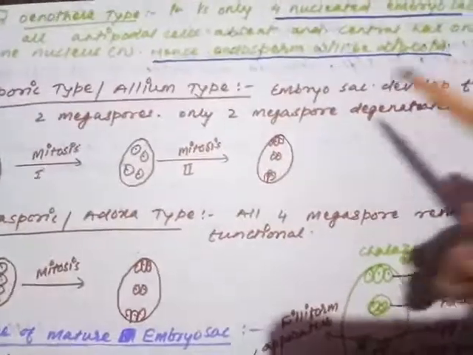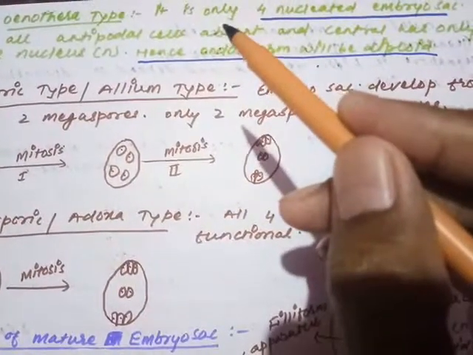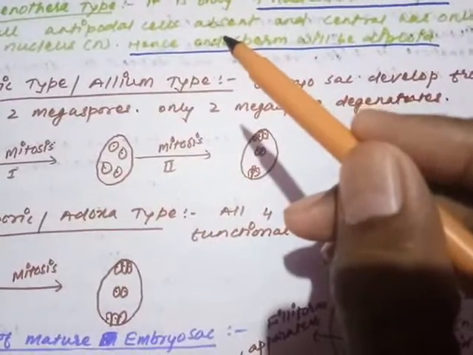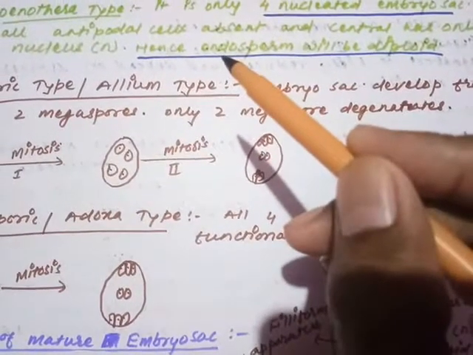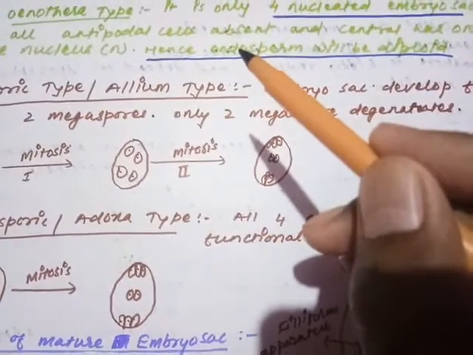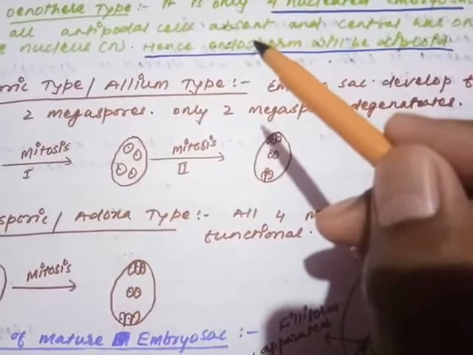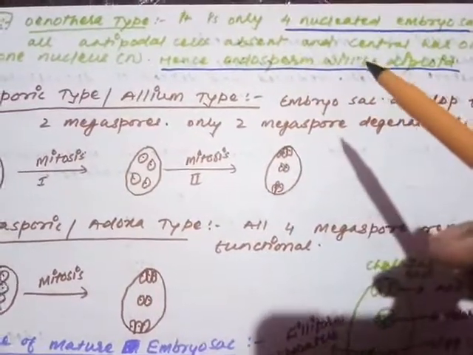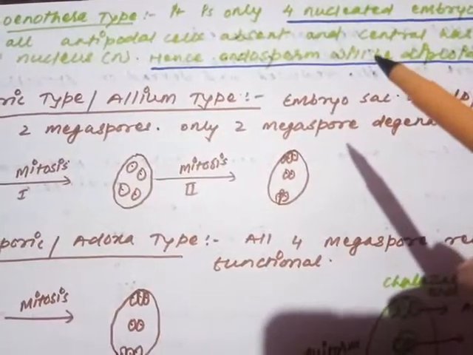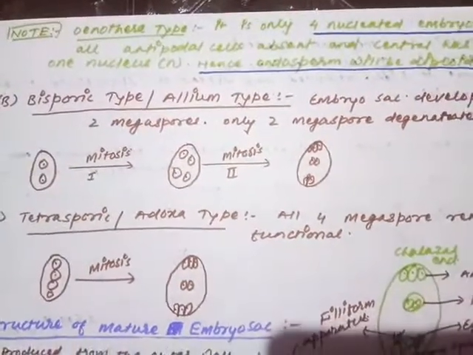And a very important point I'm going to discuss now. We'll discuss it later also, but because this is a very specific and crucial case, I'm discussing it here. If such an embryo sac participates in fertilization, it will produce only diploid endosperm. The endosperm will be diploid, not triploid. Okay, so till now it is clear to you all, I think.